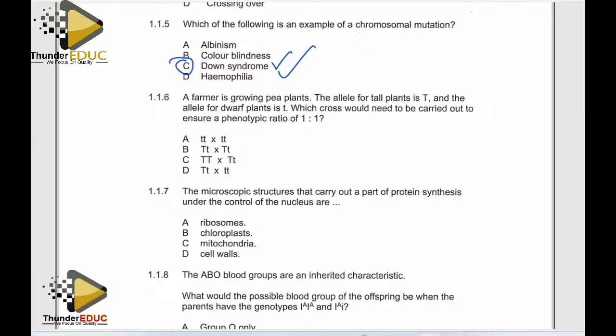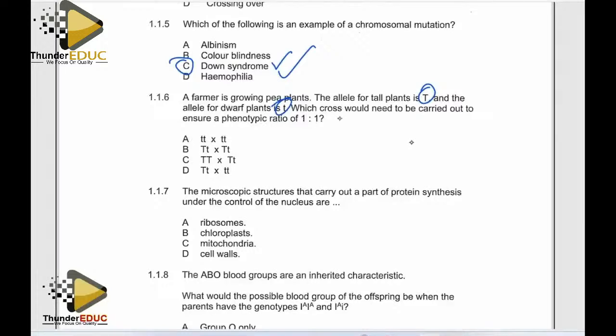All right, let's go to the next question. They're saying that a farmer is growing pea plants. Pea plants, you know them, you buy them from ShopRite, Pick n Pay, whatever. The allele for tall is capital T, and the allele for dwarf is small t. The moment you say capital letter and small letter, definitely one is completely dominant over the other.